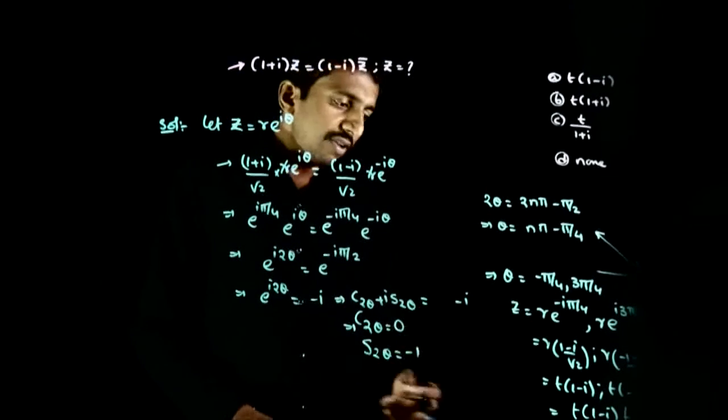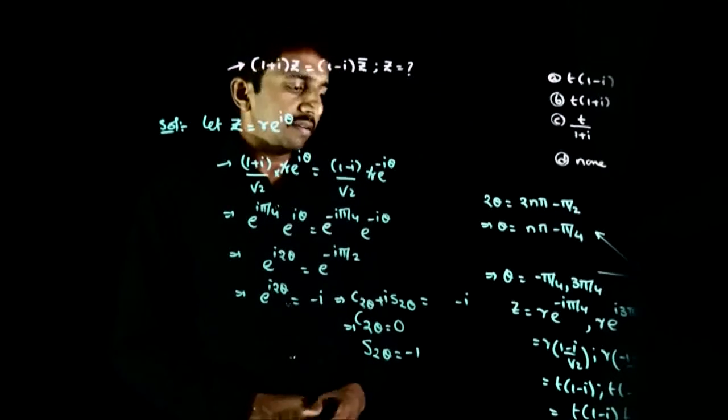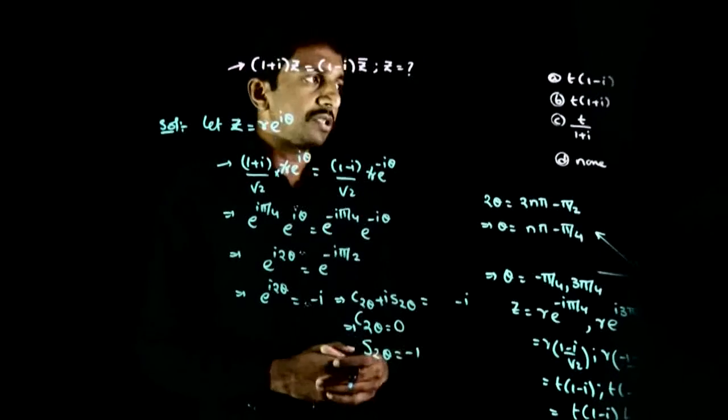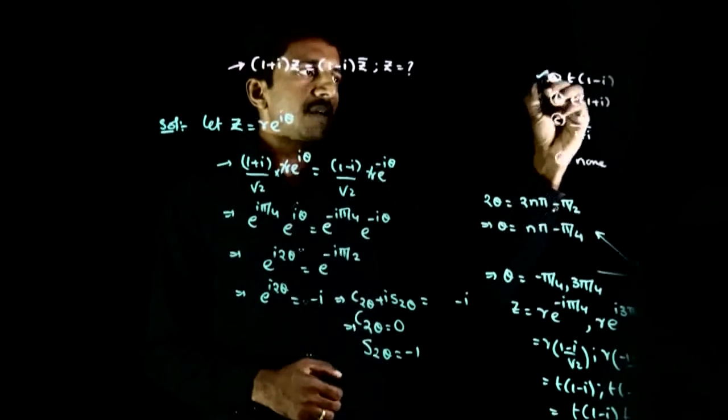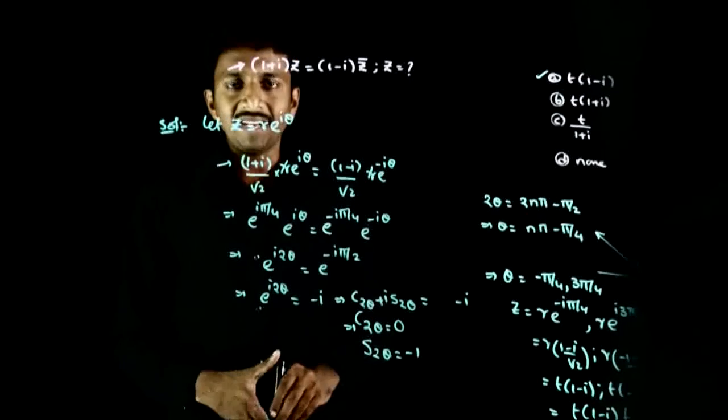So my z will be t times (1 minus i) for all t belongs to R. So t into (1 minus i) for all t belongs to R. Option A is the right answer.